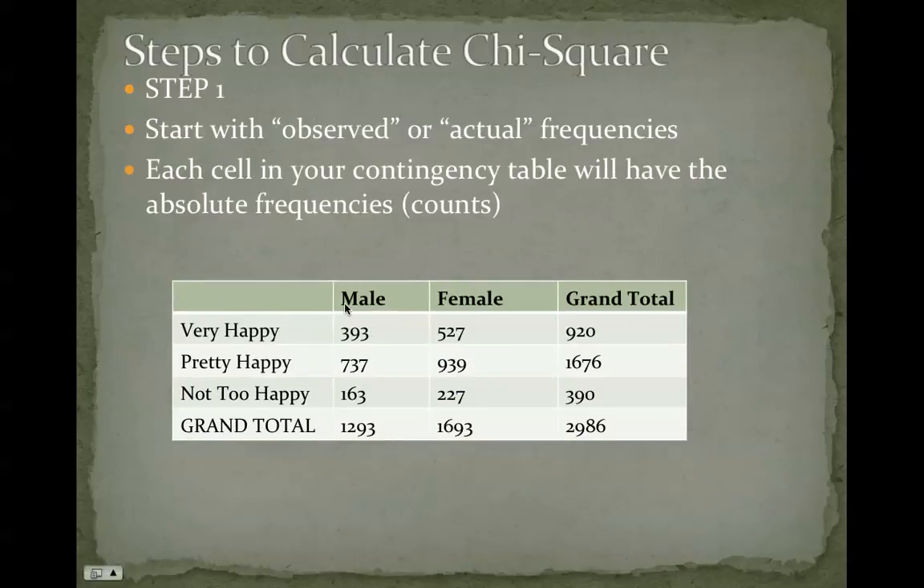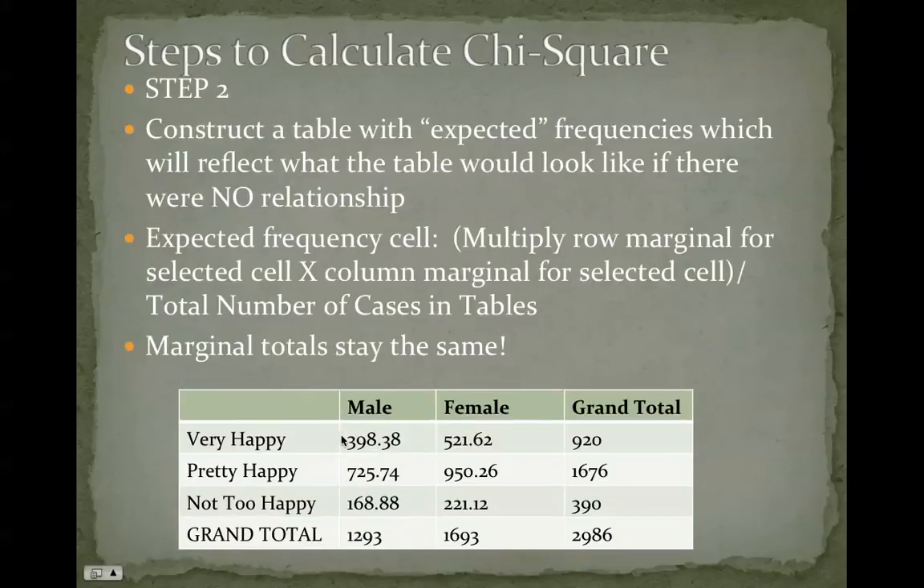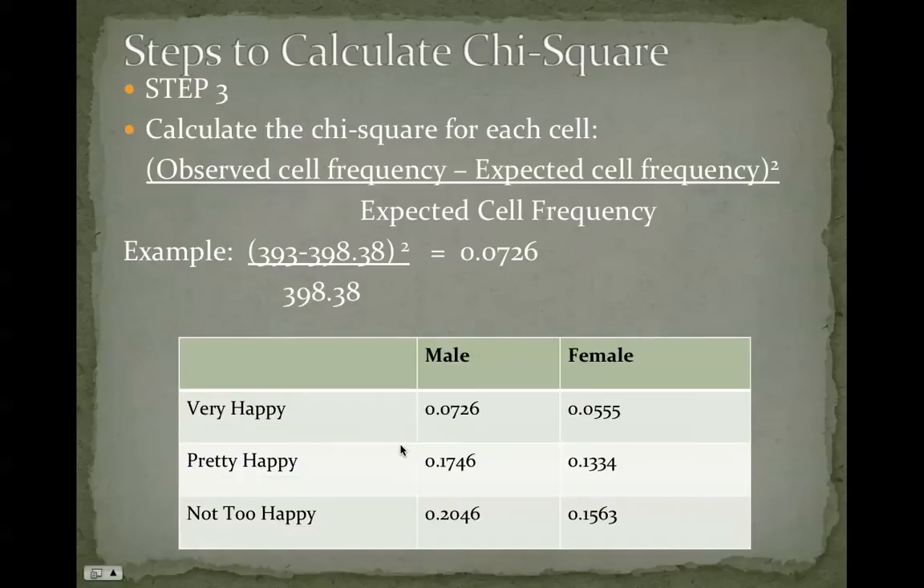So let me show you. This is my table for observed. You could just put a title here called observed. Observed data, so 393. And I now have my expected, which is 398.38. I'm going to take both of those values, 393 minus 398.38, square it, and divide it by 398.38. That gives me a value of 0.0726, okay? So that is the chi-square value for this particular cell here. And you're going to repeat that process for all of the cells inside your contingency table.